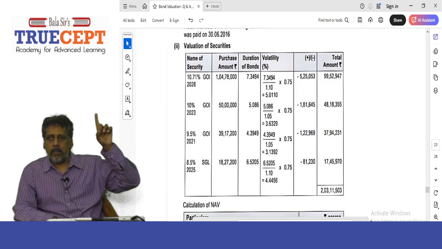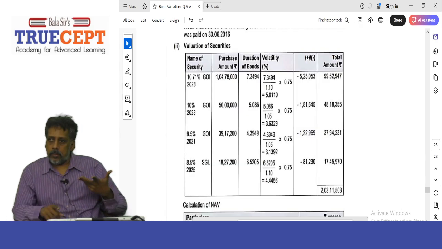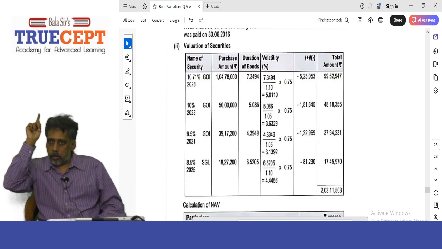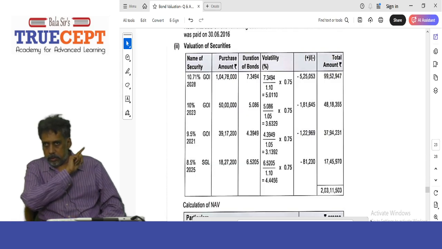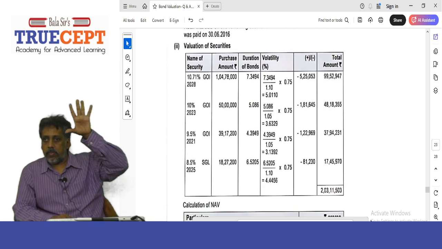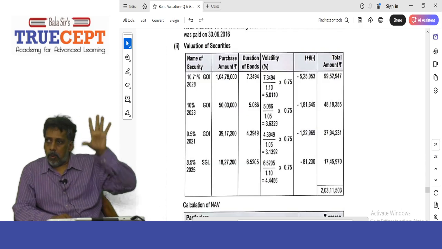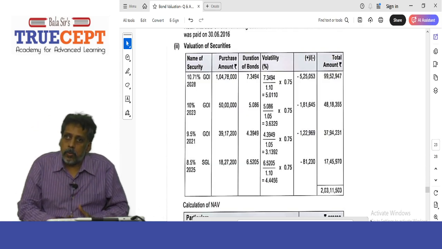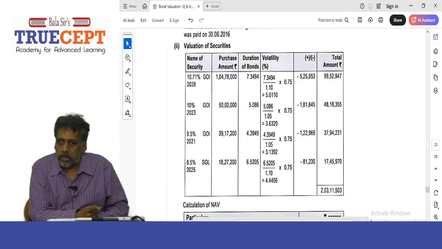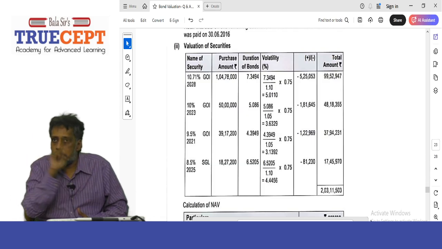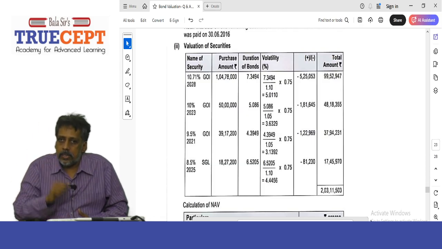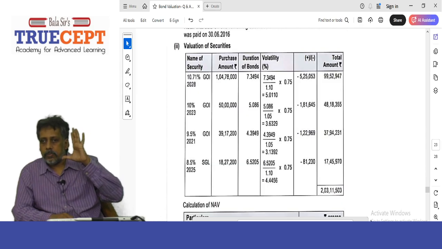Now just see, the purchase price is 50,000 bonds bought at rupees 100 each. What is the amount? 50 lakh. Then what is the duration of the bond? It is 5.086 years, given, right? Divide that by 1 plus YTM by N. What is the YTM? It's 10% given in the question. What is N? How many periods is interest paid? 2 periods. So divide by 2. What is 10 by 2? 5%. Therefore, just say 1.05.